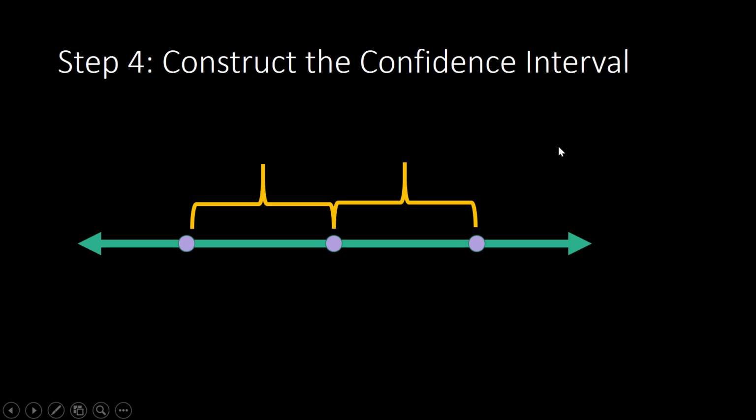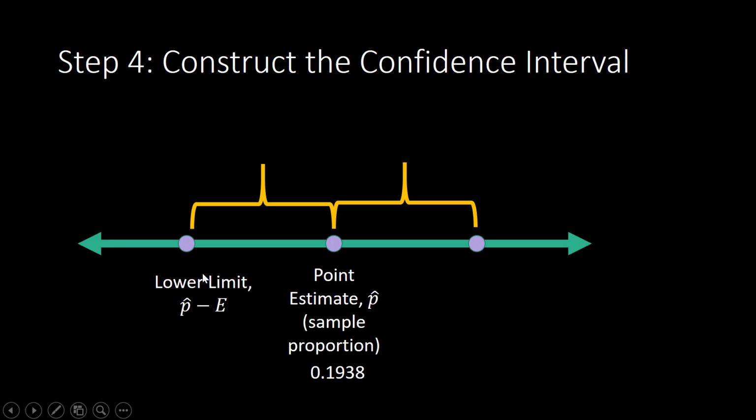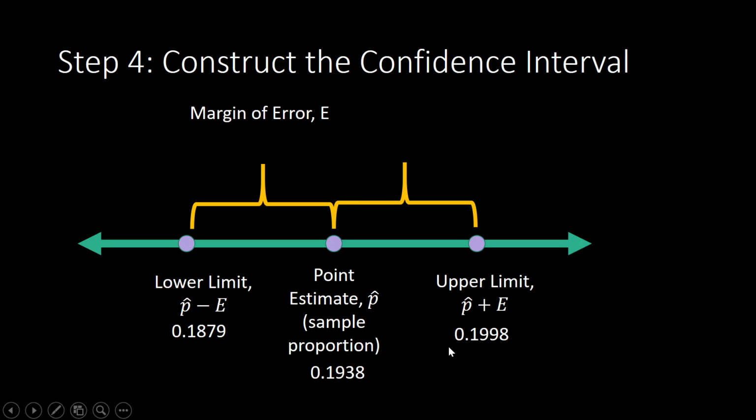So now that we have our StatCrunch values, we're going to once again construct our confidence interval using these values. So we have the same point estimate, which is 0.1938. This time, StatCrunch gave us the lower limit and the upper limit, so we'll fill those in. Again, noting that the upper limit is slightly different, again, because of rounding error. And then we have the margin of error, which StatCrunch, as mentioned before, did not give us.